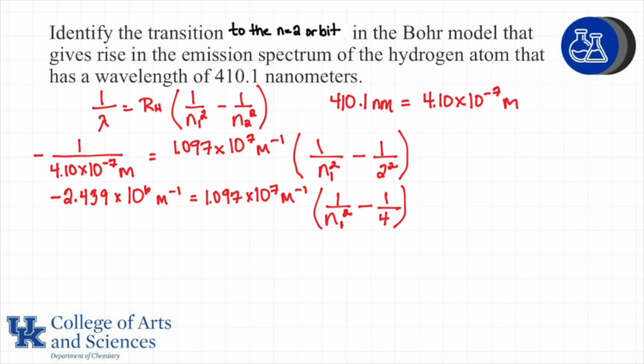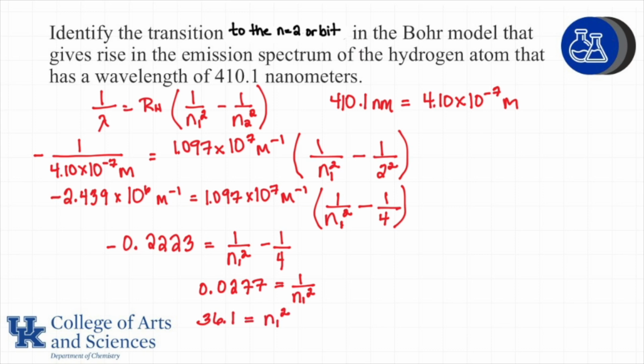I'm going to divide both sides by the Rydberg constant, and we get minus 0.2223 equal to 1 over n1 squared minus 1/4. I'm going to add 1/4 to each side, and we get 0.0277 equals 1 over n1 squared. And that gives us 36.1 equals n1 squared. n1 equals 6.01, which we round to 6. In this case, our transition is going from the n equals 6 orbit to the n equals 2 orbit. Still both in the excited state, but we've emitted energy and gone to a lower energy excited state.